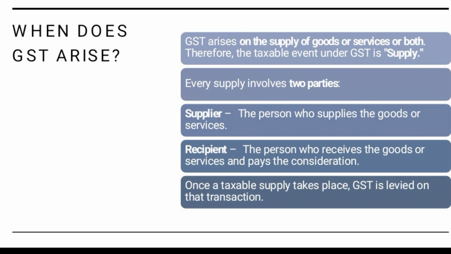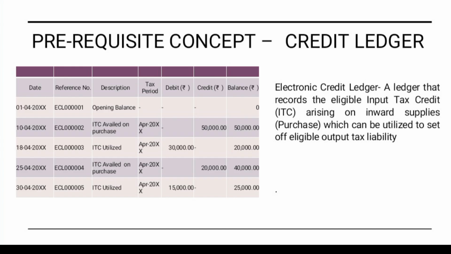So before I tell you regarding output tax liability and input tax credit, you just know the prerequisite concept, the credit ledger, which is called the electronic credit ledger, means our input tax credit ledger. In the next slide I will tell you output tax liability and input tax credit. You just know the two prerequisites, electronic credit ledgers. So while you purchase, input tax credit arises.